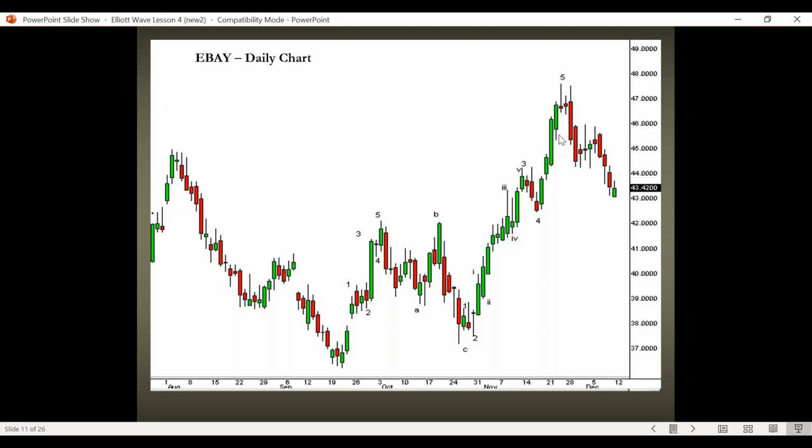Now here's an example, and then we'll look at the live charts in a second. This is a real old slide, back when I first started coaching this stuff. Luckily I think eBay's still trading. Some of these companies don't exist anymore, some of my example slides from way back when. But here's an example of backing out.